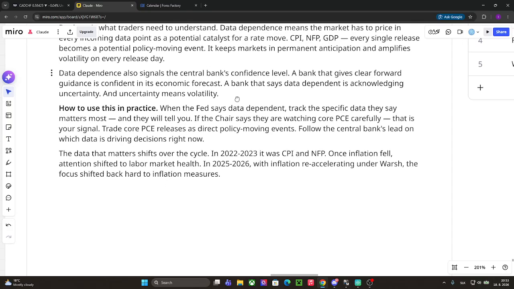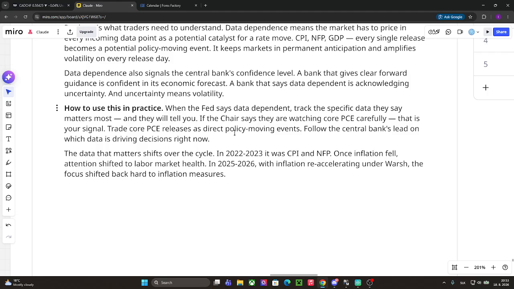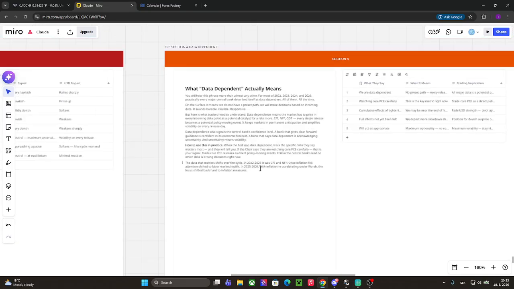The data that matters shifts over the cycle. In 2022-2023, it was CPI and NFP. Once inflation fell, attention shifted to labor market health. In 2025-2026, with inflation re-accelerating under Warsh, the focus shifted back hard onto inflation measures.